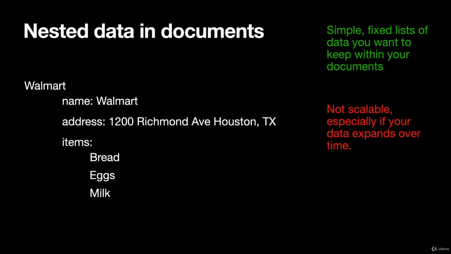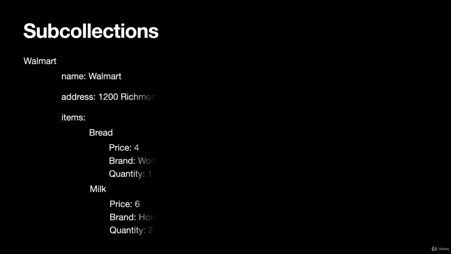Now, the other way is storing it in subcollections. This is close to the nested approach, but in this one, we are not storing the actual items inside the items field, but we are creating subcollections inside the items. So you can see we have a bread, which has a price, brand, quantity. We have milk, which has price, brand, quantity, and so on.